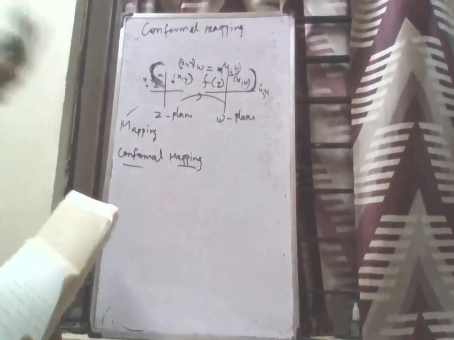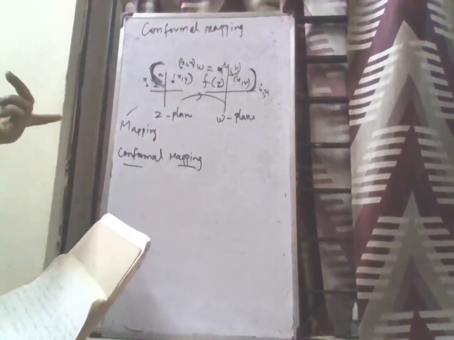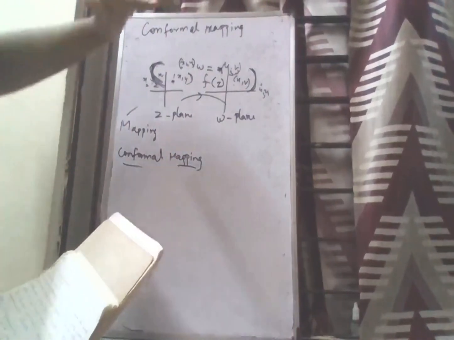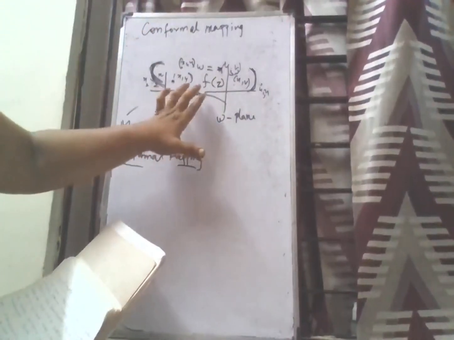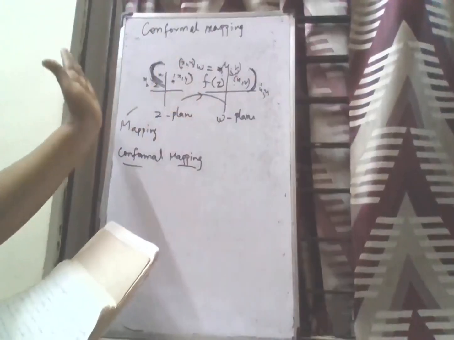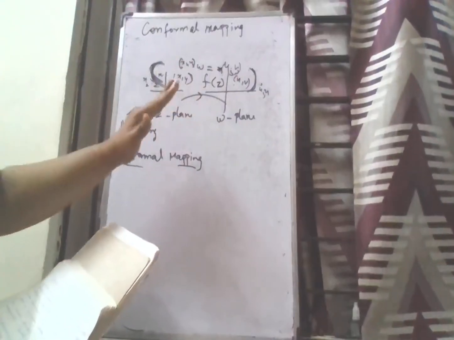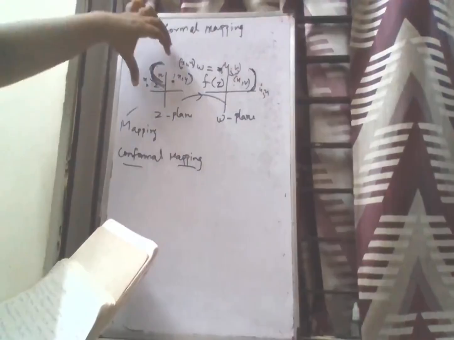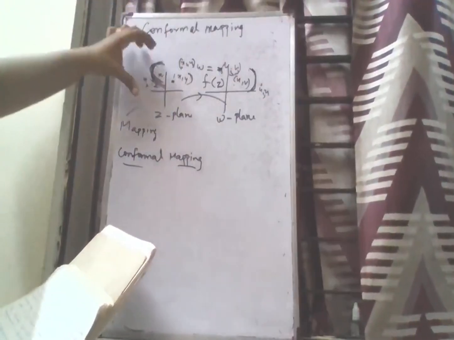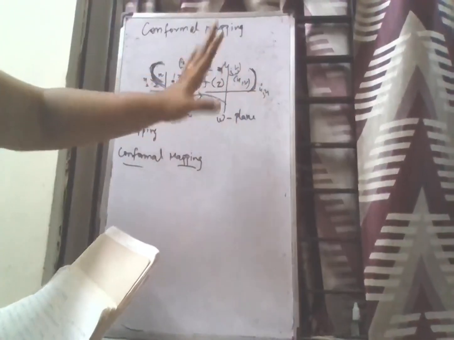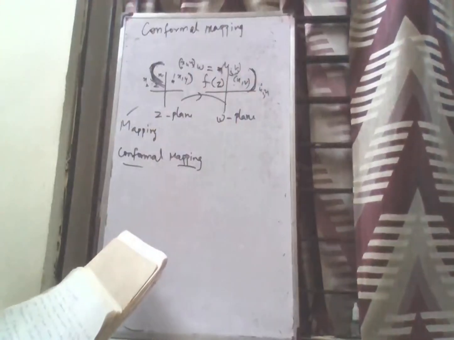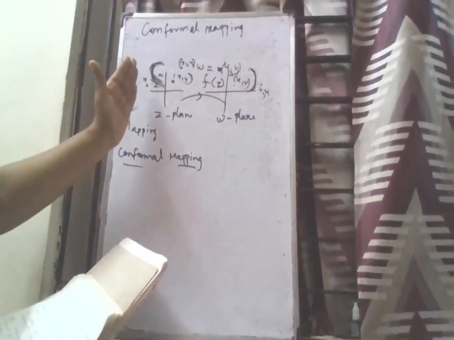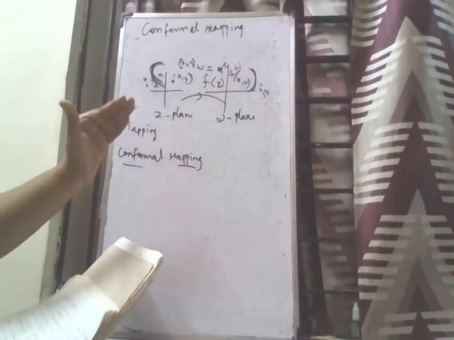You are all clear in this? Yes or no? Once again, I'll say conformal mapping we are seeing here. Mapping means a function should be there. Through this function only we are going to find the image. So whatever points you are defining here, the corresponding point will exist here. In the other way, whatever object you are defining in the z plane, we are going to see in practical mode.